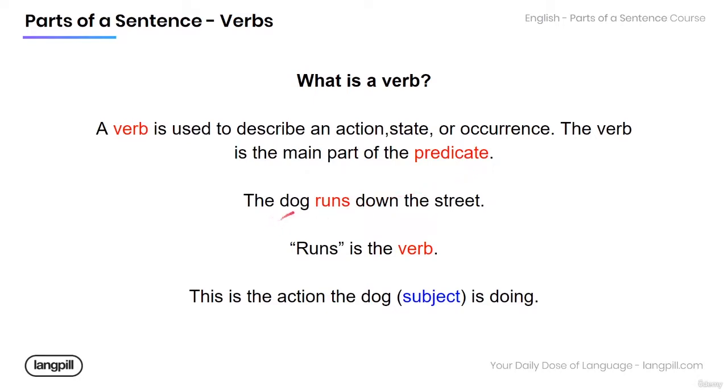If you remember this sentence, the dog runs down the street, right? Runs down the street was the predicate, and the predicate starts with this verb, which is runs. Runs is the verb. This is the action that our subject, the dog, is doing.